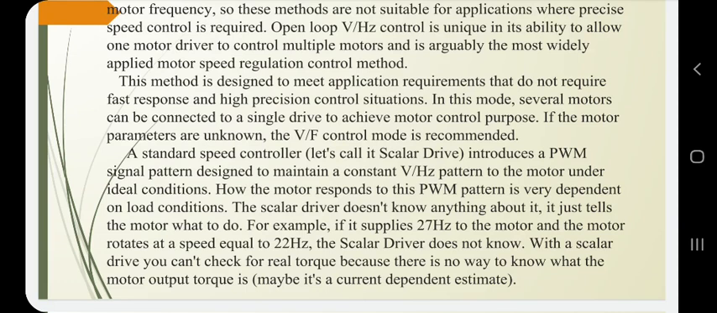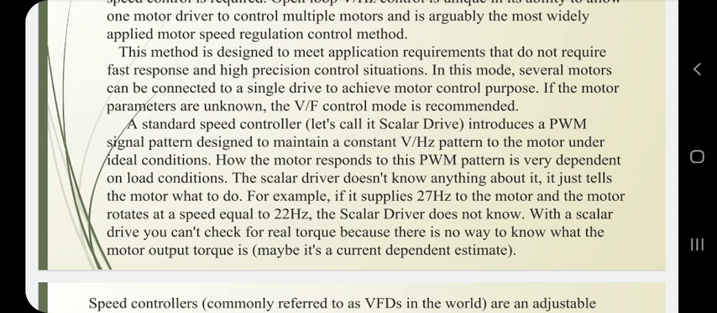A standard speed control method is introduced, PWM. PWM means pulse width modulation, a signal pattern designed to maintain the control voltage by frequency to the motor under ideal conditions. How the motor responds to the PWM pattern depends on the load condition. The scalar drive does not know anything about it.